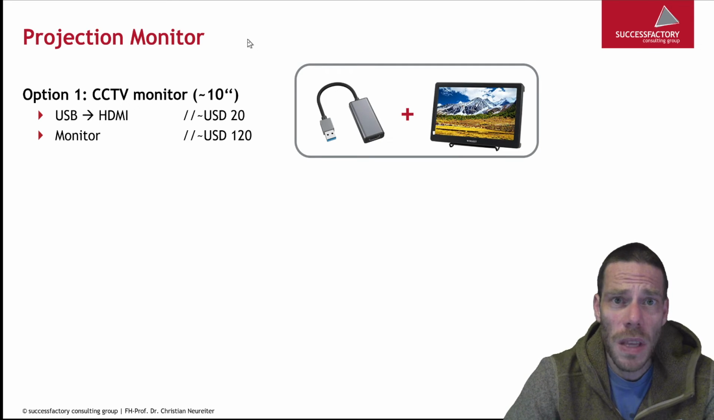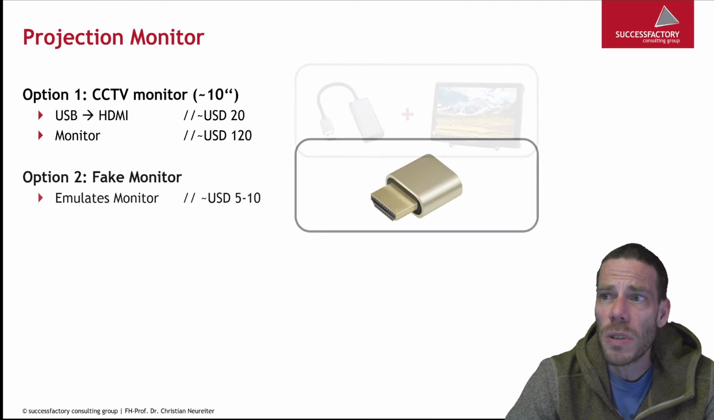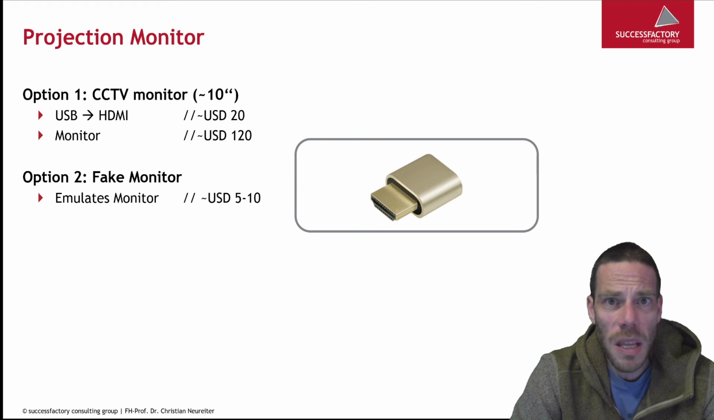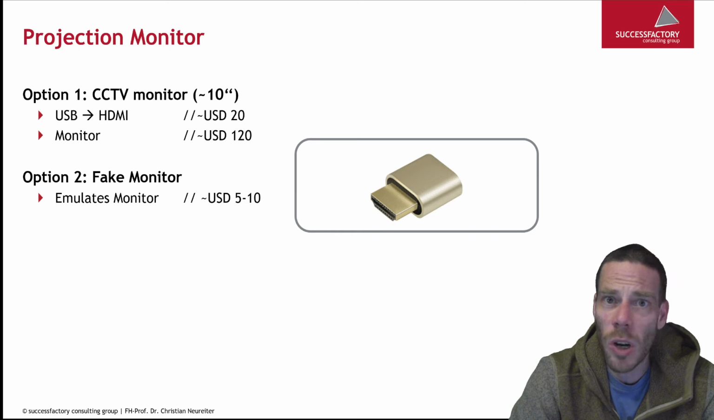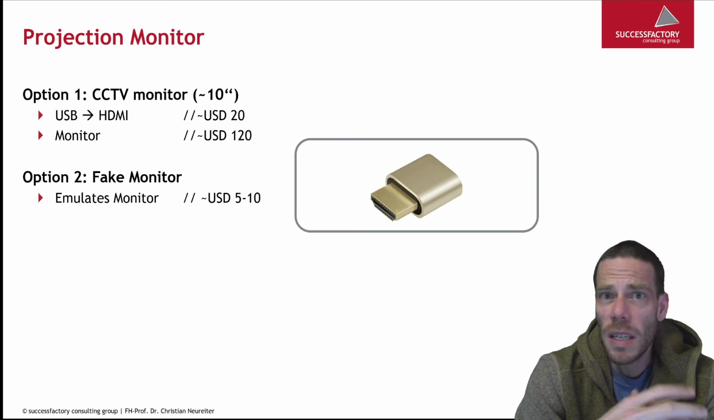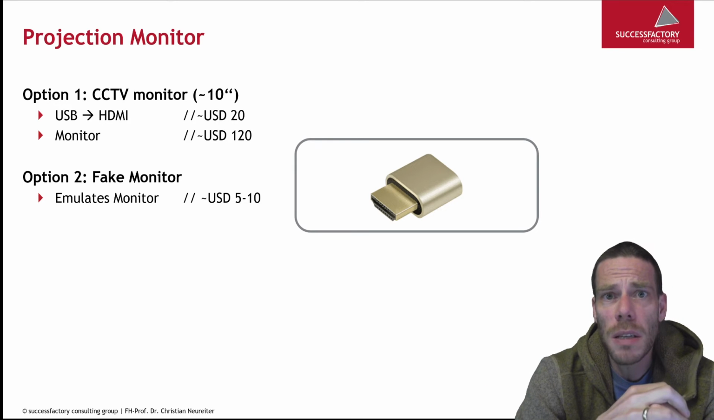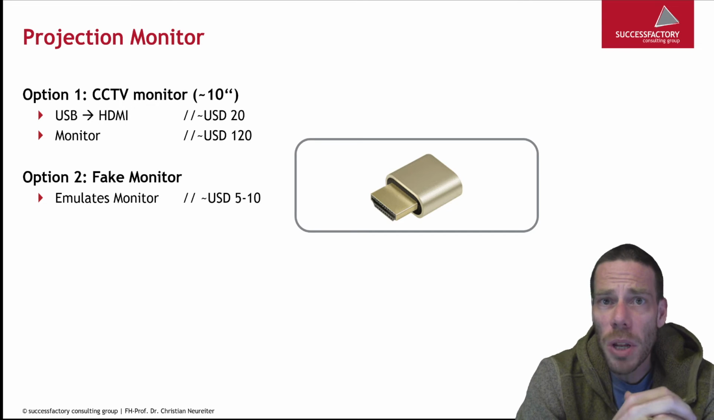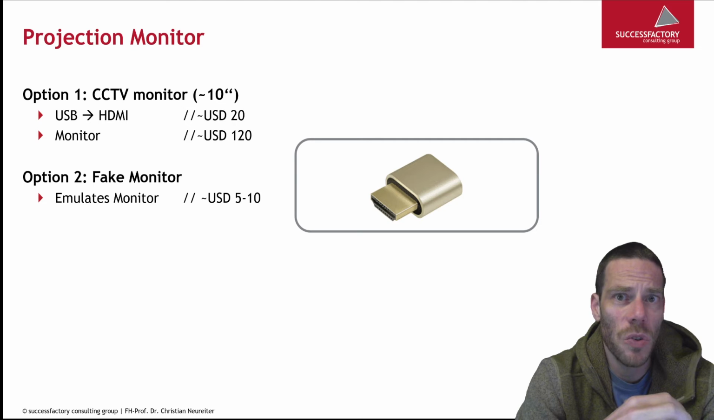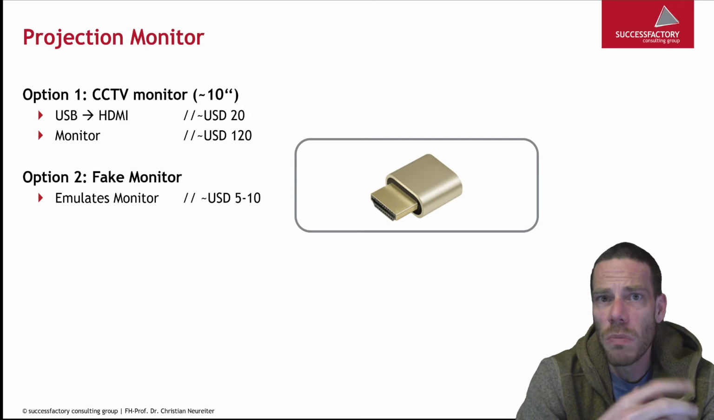Another solution that we can consider is the solution with a fake monitor. So what you can do is you can buy on the internet some fake monitor dongles. They are around $5 to $10, so very cheap. And you plug them into your computer. And then your computer thinks that there is a monitor, even though there is none. So what you can do then is you can start your presentation on the fake monitor, so you don't see it, but you still can use the picture from this fake monitor and integrate it into an OBS scene. So this is also a solution which works out pretty well in general.